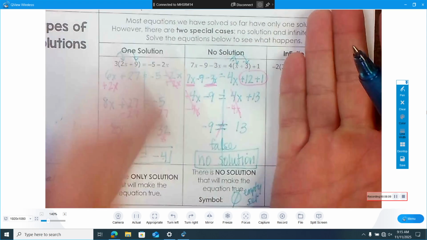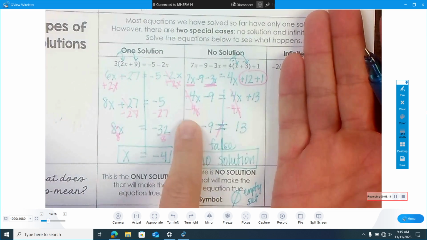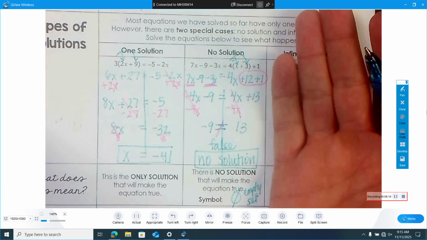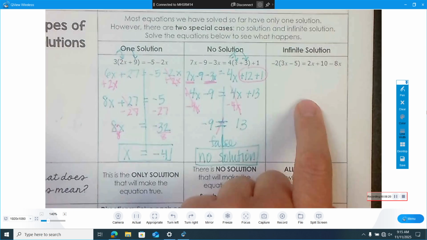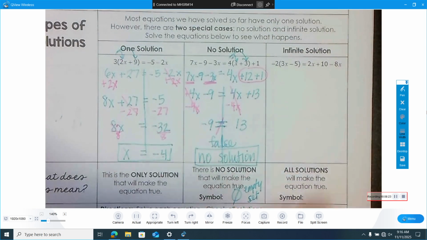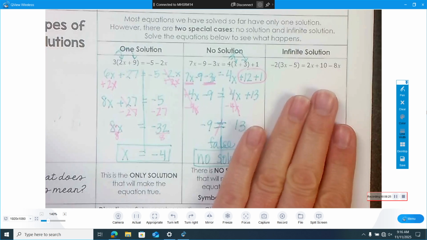So this can happen, where your x's are going to cancel each other out. Be careful, all right? And we're just going to end up with a false statement, okay? Last thing that could happen is we could get infinite solutions. So let's go ahead and see what happens here on the third one.